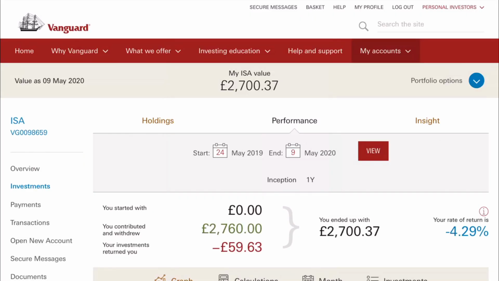By tapping the Performance tab in the middle of the screen, you can see a detailed breakdown of the contributions and the current value of the investment. As you can see, I've currently invested £2,760 since opening my account, and the account's currently worth £2,700, which means a small loss of £59. However, that is to be expected with the current investment climate. You can also alter the time frame which you look at by using the date tabs on screen.